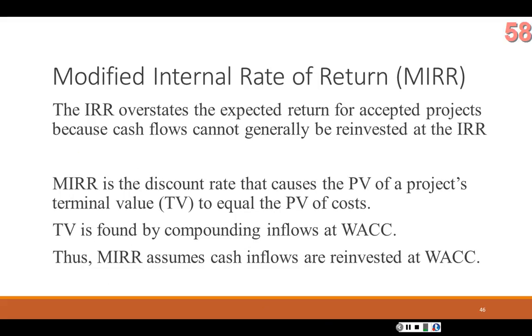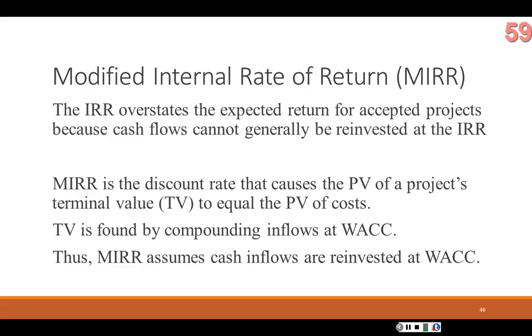One approach that you can use to remedy the internal rate of return is the modified internal rate of return. Because the internal rate of return overstates the expected return for accepted projects, because it's assuming that the intermediate cash flows are being reinvested at the internal rate of return, we can use the modified internal rate of return. This is the discount rate that causes the present value of a project's terminal value to equal the present value of its cost.